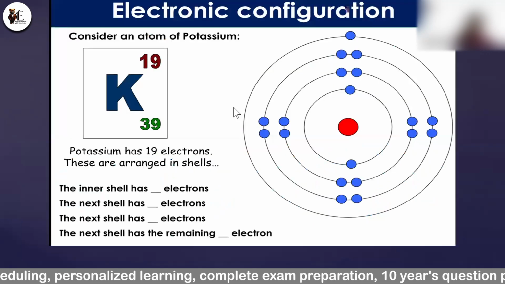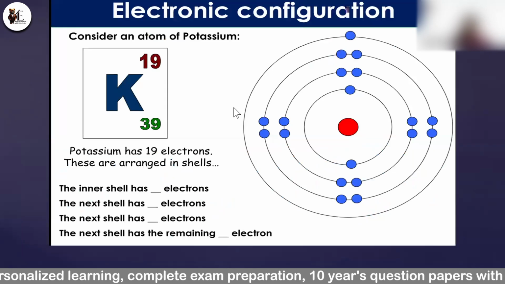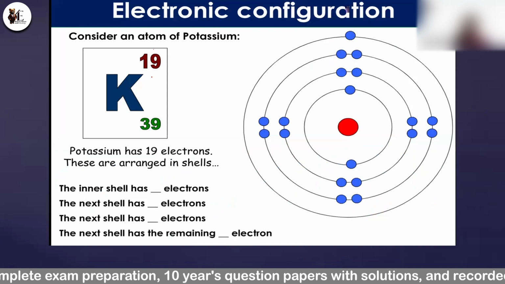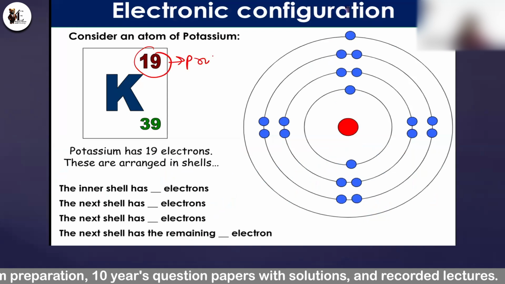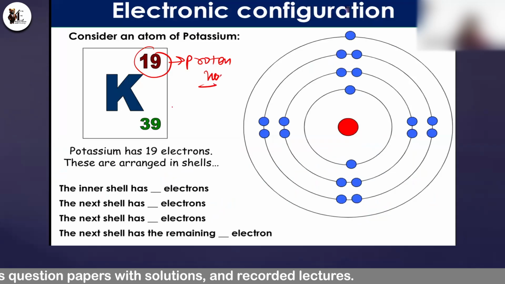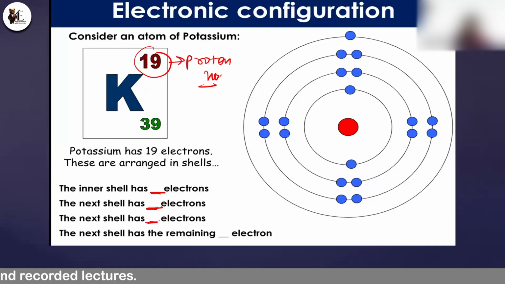Now potassium. You have to solve this question. Solve it in your notebook. This is potassium. Its atomic number or proton number is 19. So you have to arrange the 19 electrons in shells. The inner shell has dash electrons, the next shell has dash electrons, the next shell has dash electrons, and the next shell has the remaining dash electrons. So tell me what should come here. Please read the slide, see the atomic structure of potassium, and tell me the answer.